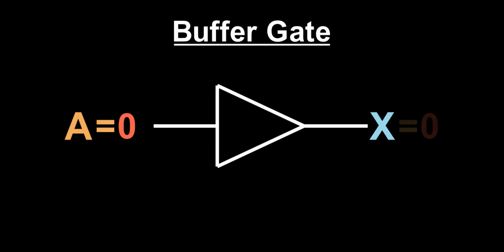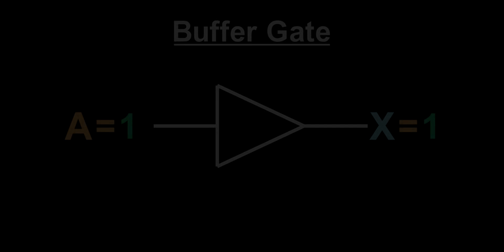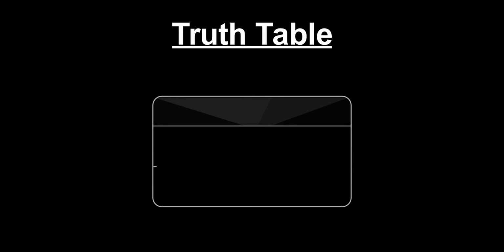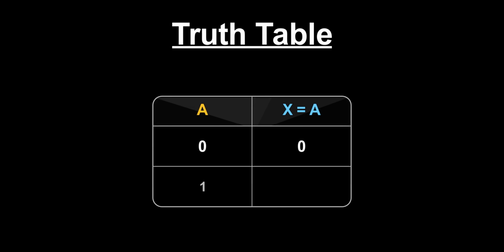The buffer gate is kind of boring. What you put in is what you get out. You could amplify the signal. If you put in A equals 0, you get X equals 0. Put in A equals 1, you get X equals 1. It's very boring, right? Even the truth table for a buffer gate is kind of simple. But we use them to amplify signals or to do other cool stuff with the signal. What you get in is effectively what you get out, and that's kind of life.